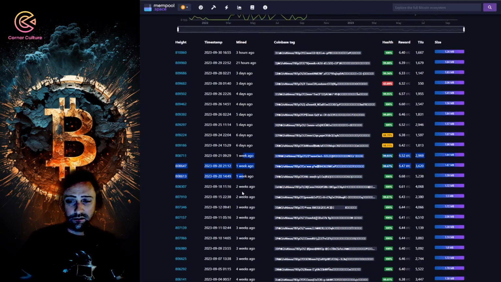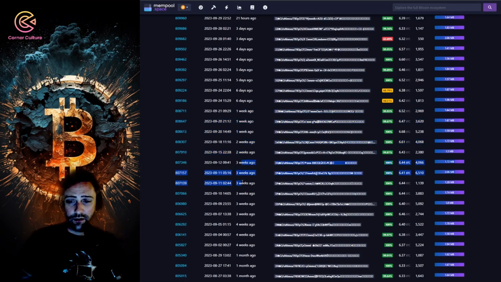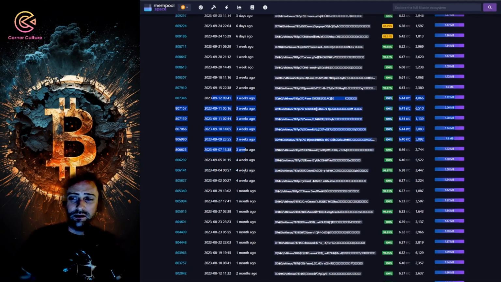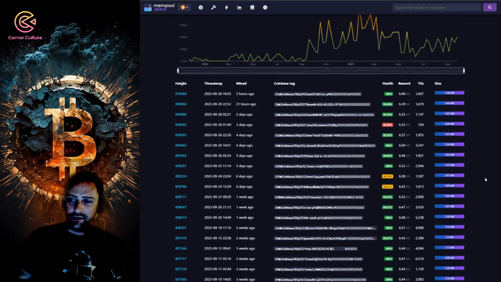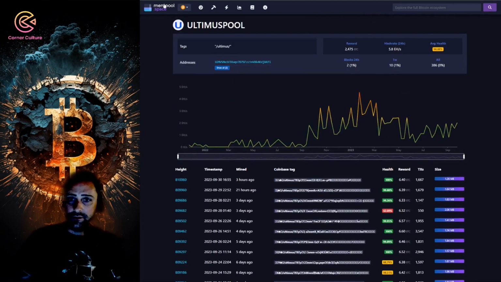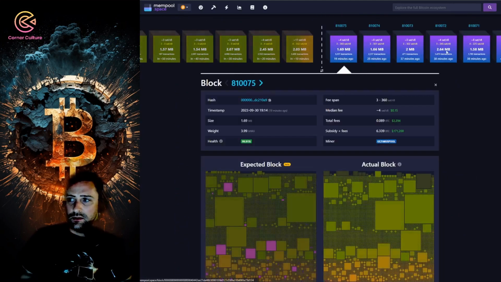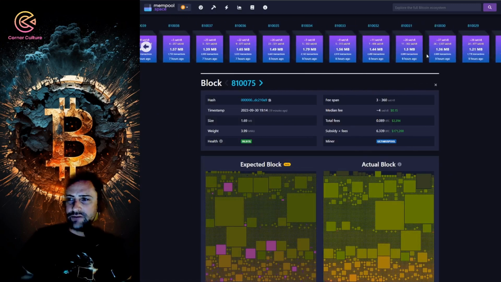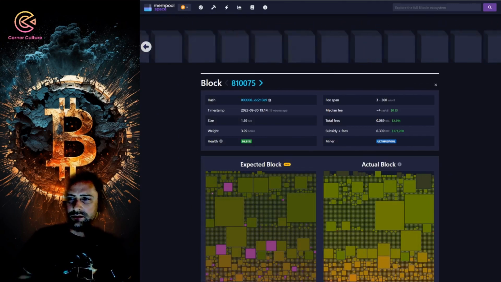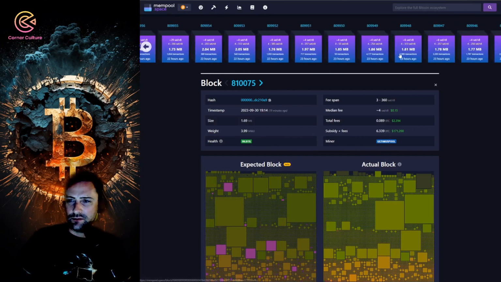They got 3 here, 2. Oh, wow, they had a good one here. They had 6 blocks in one day. That's crazy. And so anyway, the company I work with, they mine on Foundry, and I just so happened to be watching this last night. I am that much of a nerd.